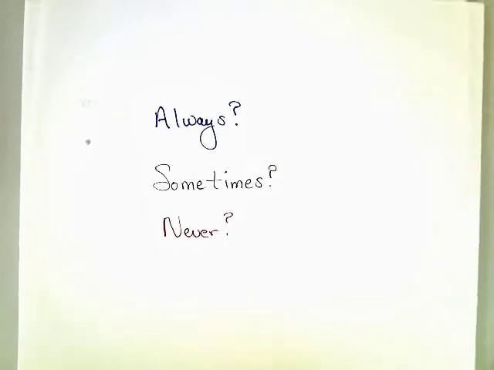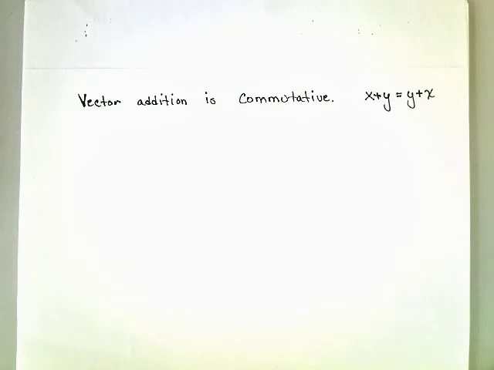To start, let's look at: vector addition is commutative. x plus y equals y plus x. Well, if we go back and remember our elementary and middle school mathematics, we may recall that when you're dealing with real numbers, x plus y is y plus x. Does that extend to vectors? We know it's at least sometimes true from our exercises, but is it always true?